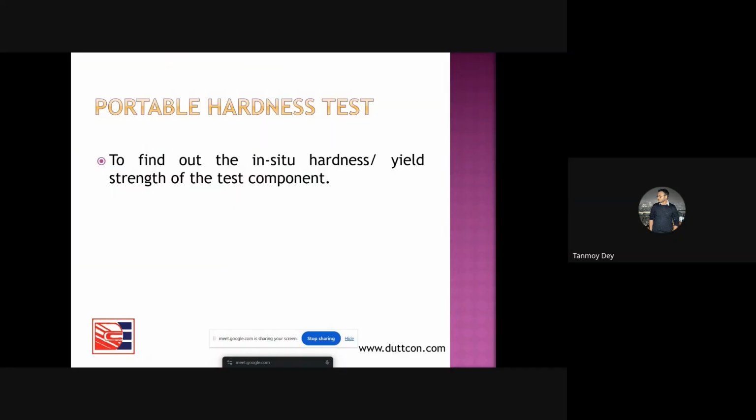Now, portable hardness test. Why is it there? In the lab, we have done hardness tests: Brinell hardness, Rockwell hardness, Vickers, so many hardness tests. In our lab, we have done it. But in the in situ case, at the site itself, why is hardness required?